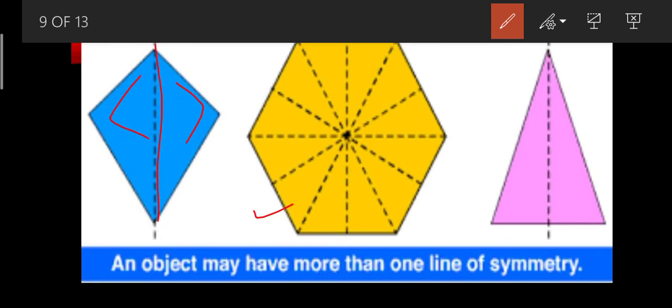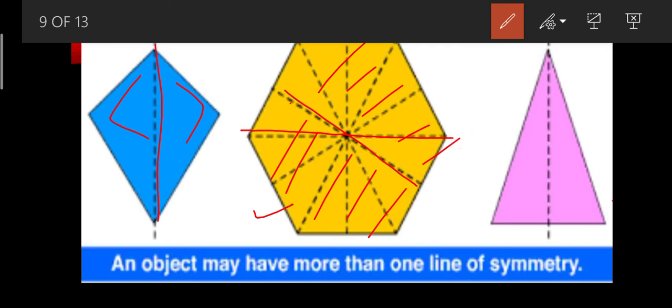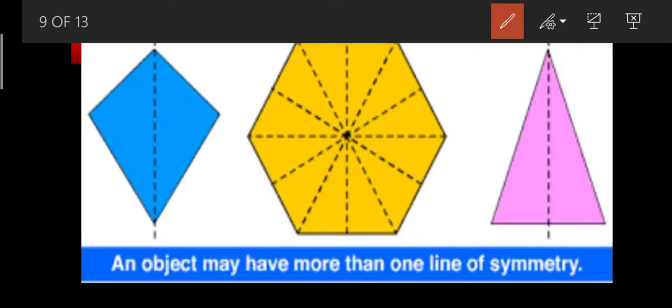Now look at this figure. From whichever dot you are going to see, it is going to overlap exactly. That means every line is actually dividing the figure into two equal mirror halves. So many lines of symmetry are there. If you are going to count it, this is 1, this is 2, this is 3, this is 4, this is 5, this 6, right? Now we are not going to overlap, only 6 lines of symmetry.